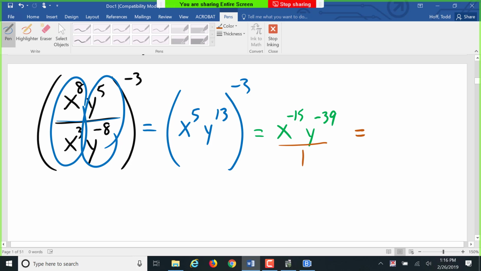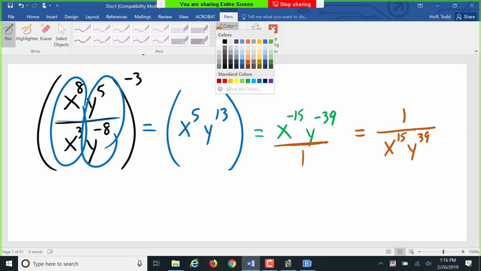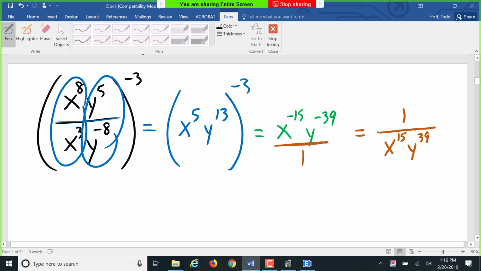We express it as a fraction. So it's x to the negative 15th, y to the negative 39th over 1. How do I make those powers positive? Yeah, we move it to the bottom. The x to the negative 15th, we move it from numerator to denominator. X to the negative 15th moves to the bottom, becomes x to the positive 15th. Y to the negative 39th moves to the bottom, becomes y to the 39th. Now there's nothing left on top, but we still have to have a numerator, so we put a 1 in there. Any questions?